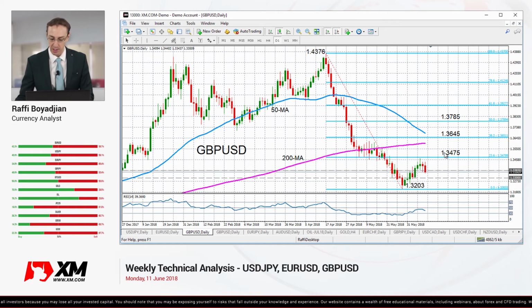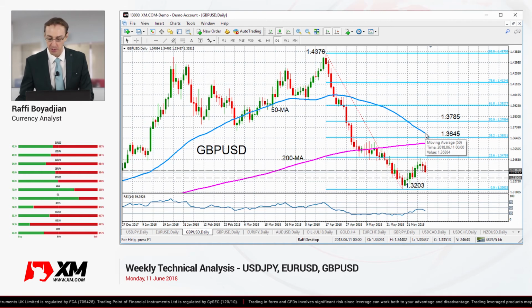A break above that level would help the pair strengthen the upside momentum, and then we could see the prices targeting the 200-day moving average around 1.36. Above that, we've got the 38.2% Fibonacci retracement at around 1.3645.